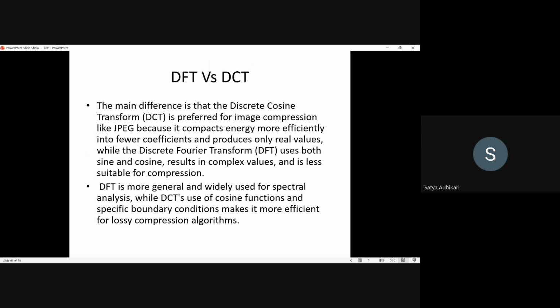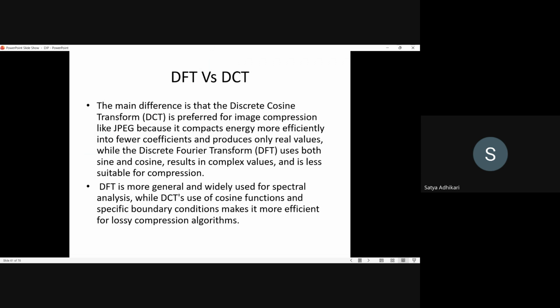It is preferred for image compression like JPG because it compacts energy more efficiently into fewer coefficients and produces only real values, whereas the DFT uses both sine and cosine, resulting in complex values, and is less suitable for compression. So compared to DCT, DFT is less suitable for compression because it contains both sine and cosine waves, but DCT only uses cosine waves.